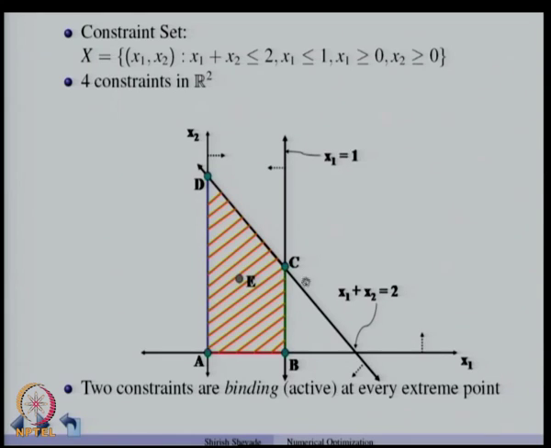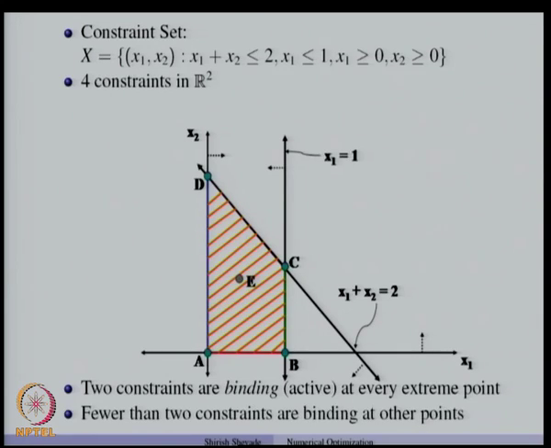Okay. In the example shown here, we have only two constraints active at all the extreme points, and fewer than two constraints are active at other points. On the line segment joining the vertices, we have only one constraint which is active, and in the interior of the constraint set we have no constraints which are active.